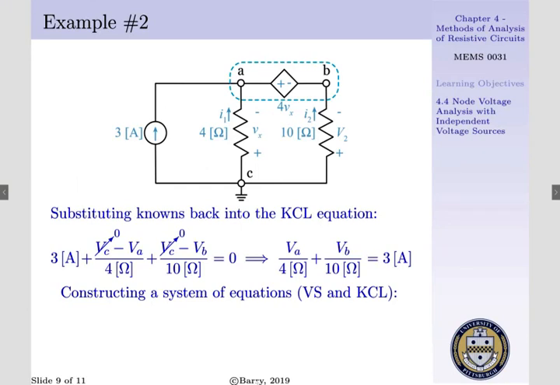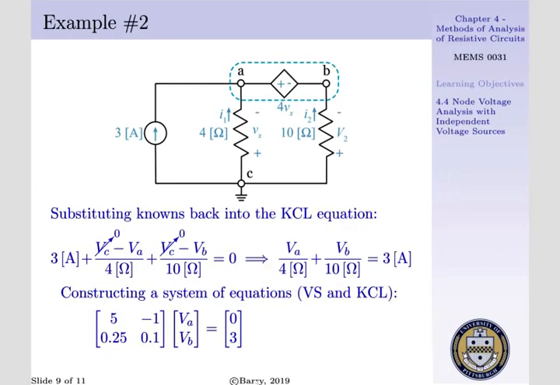Now we have 2 equations and 2 unknowns. Thus we can construct our system of equations in matrix form. Starting with our voltage source, we have 5Va minus Vb is equal to 0. And from our KCL equation, we have 1/4 Va plus 1/10 Vb is equal to 3. Thus, solving for Va and Vb, we see our voltage at node A is equal to 4 volts, and our voltage at node B is equal to 20 volts.